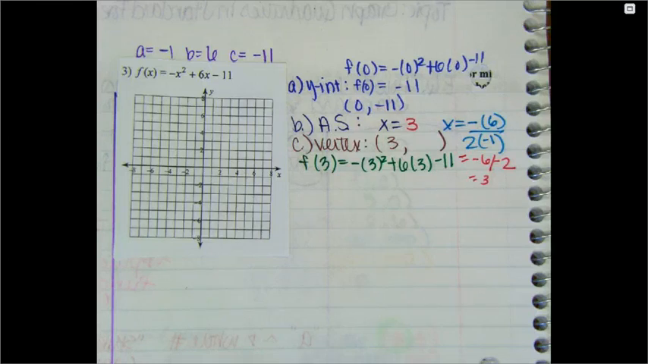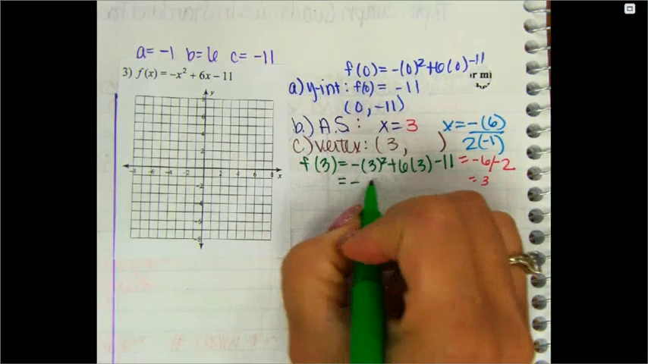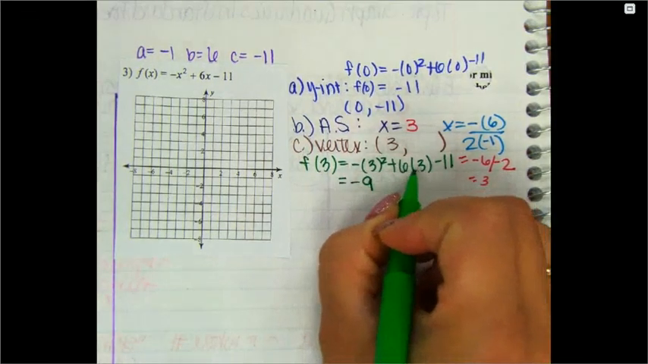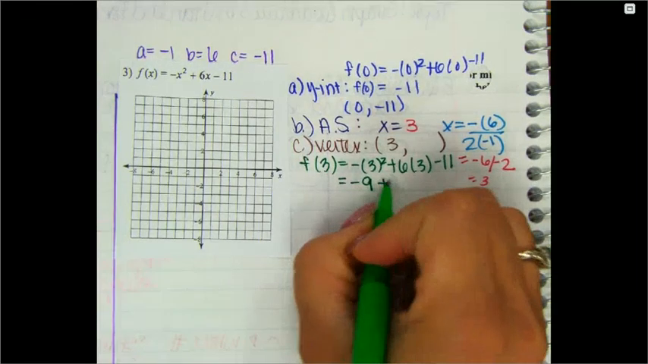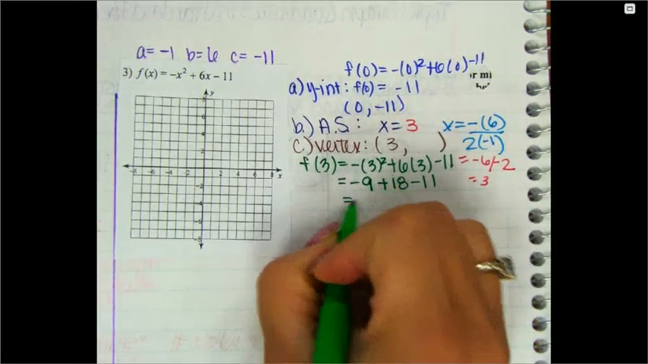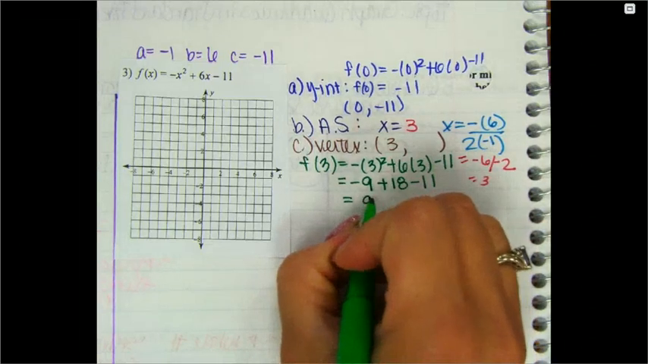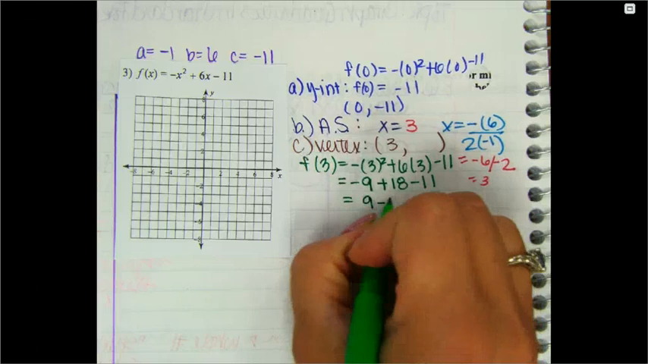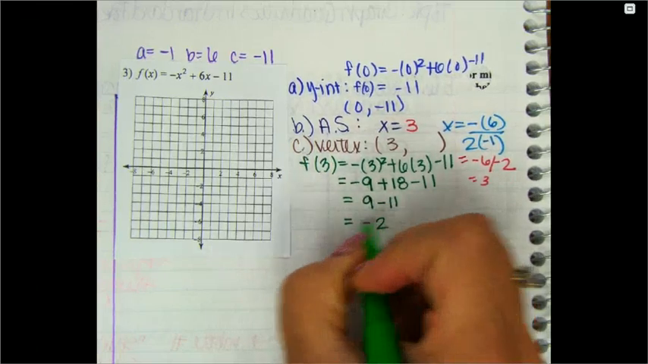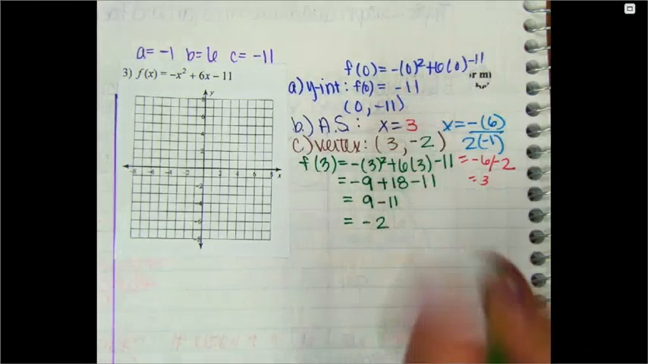So when I do order of operations, I'm going to do the exponent first, which means I take 3 and square it, which is 9, and then I put the negative. So my answer is actually negative 9. Then I get to multiply 6 times 3, which is 18. And then I subtract 11. So negative 9 plus 18 is positive 9, minus 11 is negative 2. So my point is (3, -2).